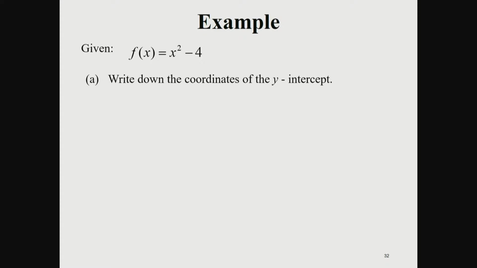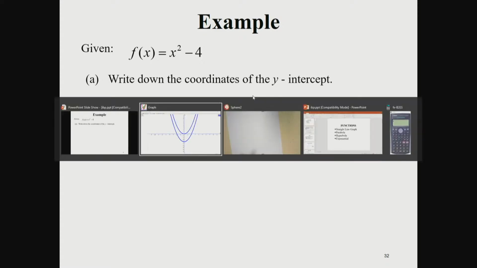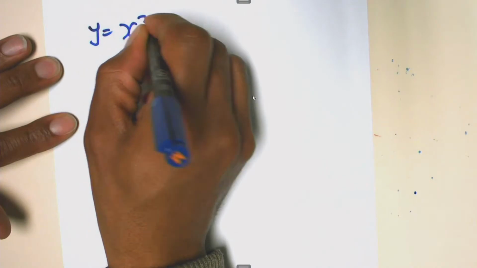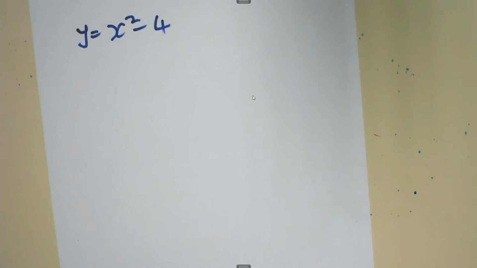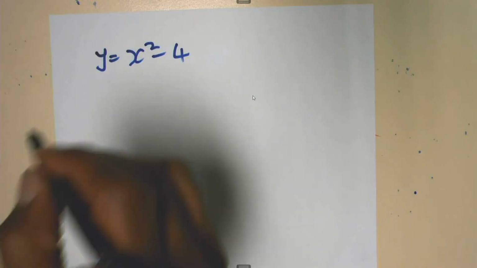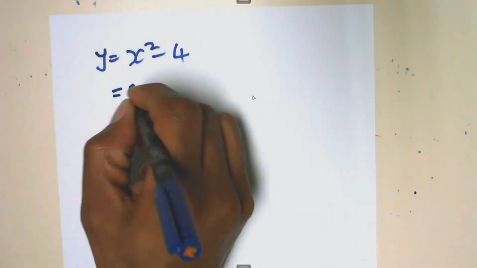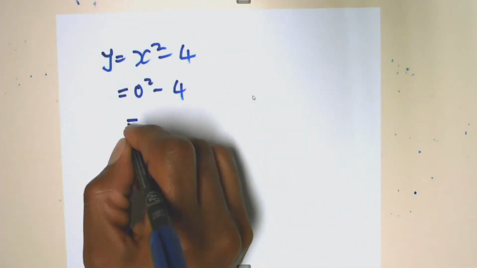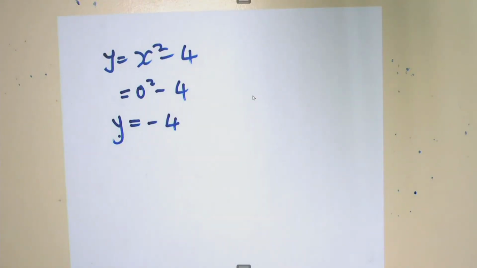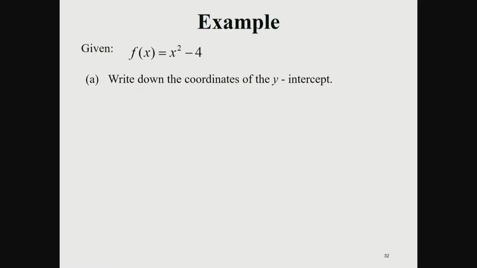You are very, very correct. You must let x be 0. So you have y equals x squared minus 4. Then you let x be 0, so you have 0 squared minus 4. Therefore, the value of y is minus 4. Keep it in mind: the graph will pass through the y-axis at minus 4.